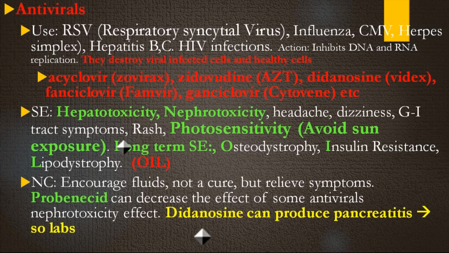All right, so talking about the antivirals. What I want you to remember is the main names. In general, these antivirals produce hepato and nephrotoxicity, and photosensitivity when the antiviral is applied as a cream or an ointment. The long-term side effects of antivirals are going to be OIL: O is osteodystrophy, so that means osteoporosis, one of the things. I is insulin resistance, and the L is the lipodystrophy.